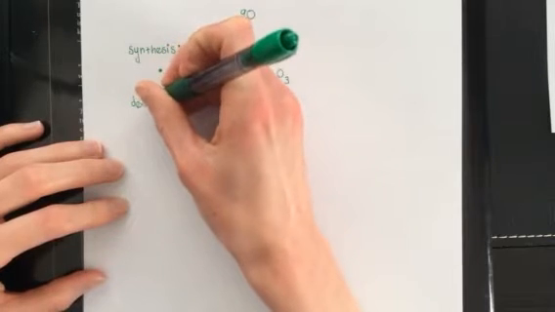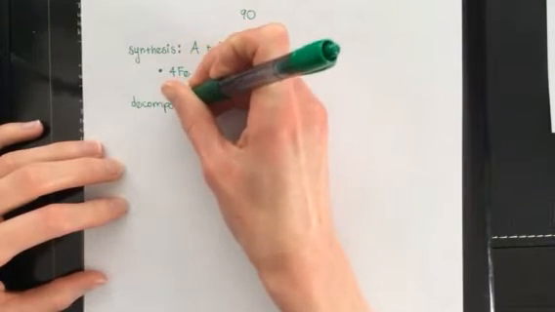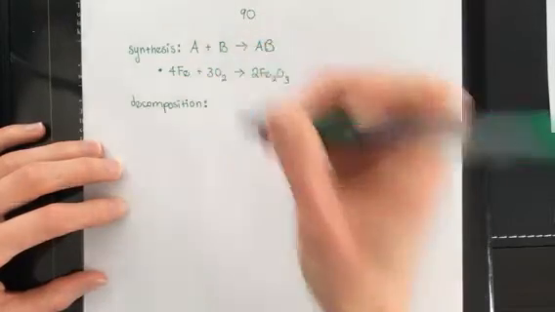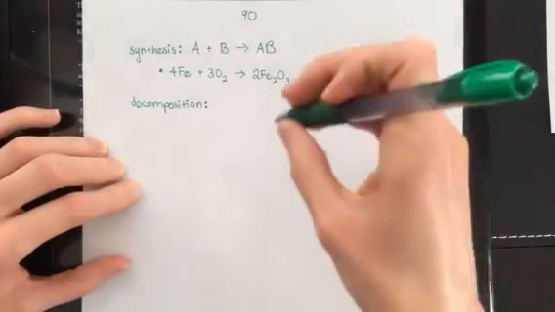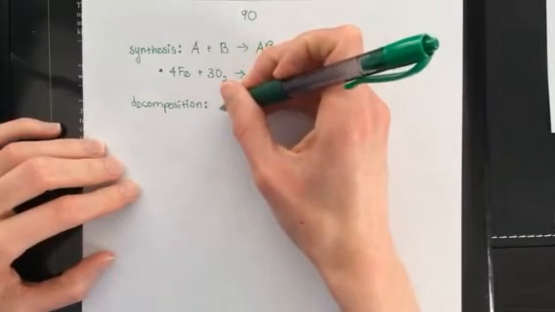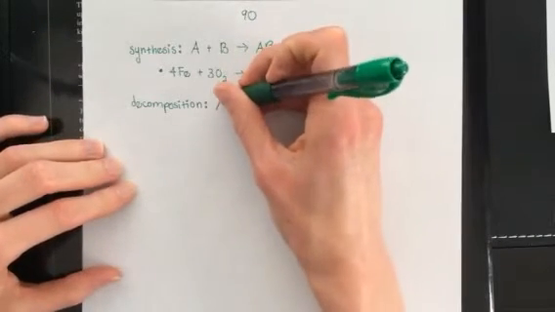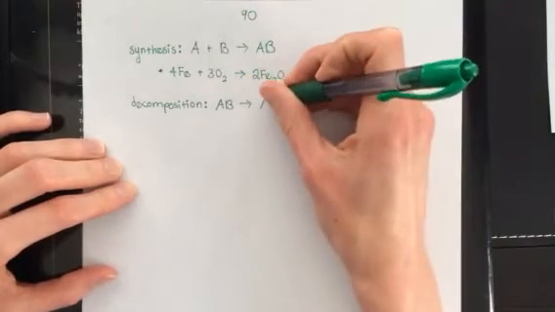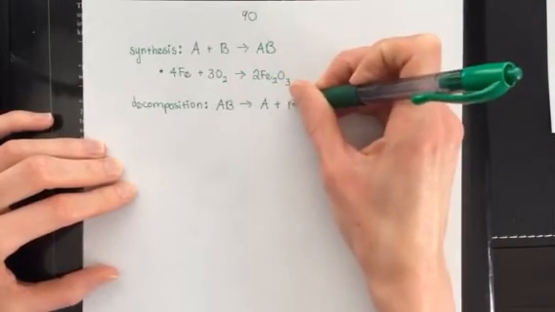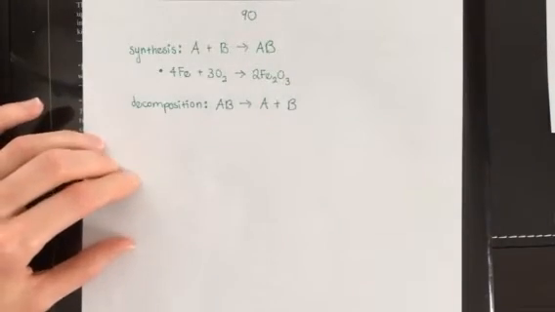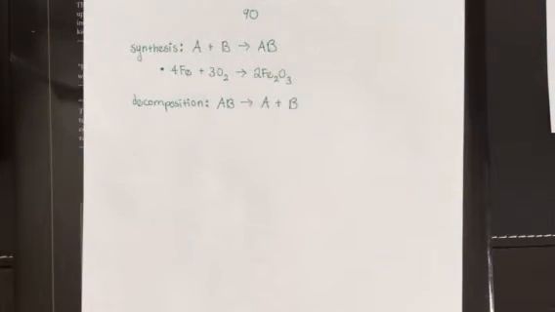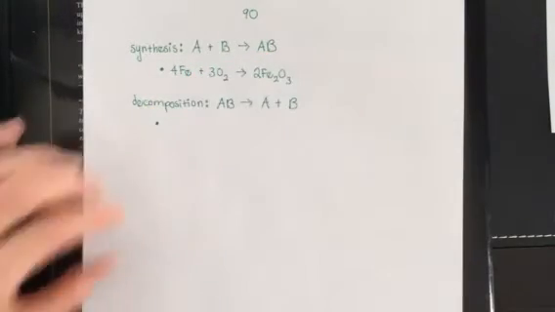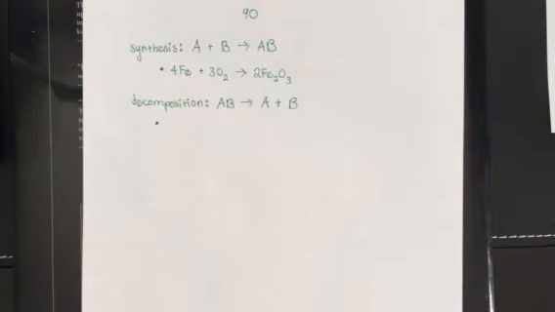is called decomposition, and it is the opposite of a synthesis reaction. So in a decomposition reaction, you have one thing, so we'll call it AB, and it's going to split apart. Okay, so if you're going with relationship analogies, this one's like the breakup. A real example of this is the decomposition of hydrogen peroxide.